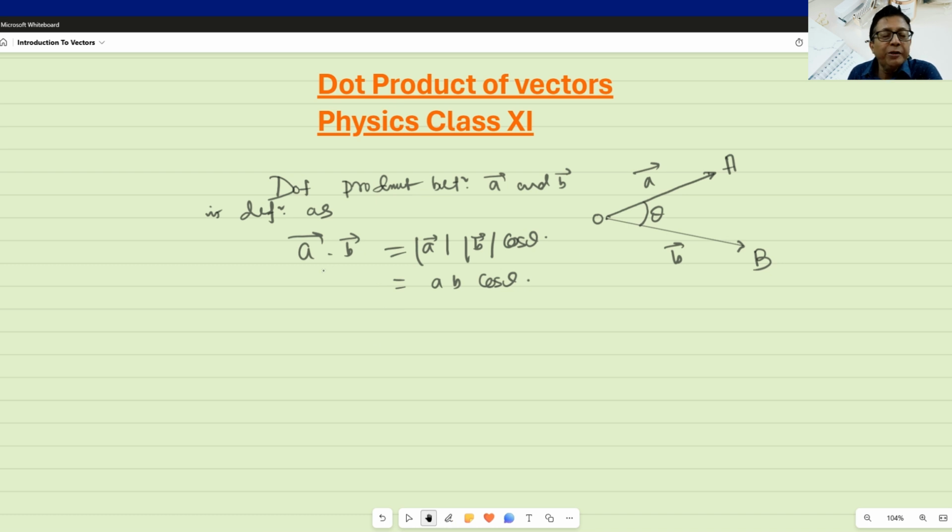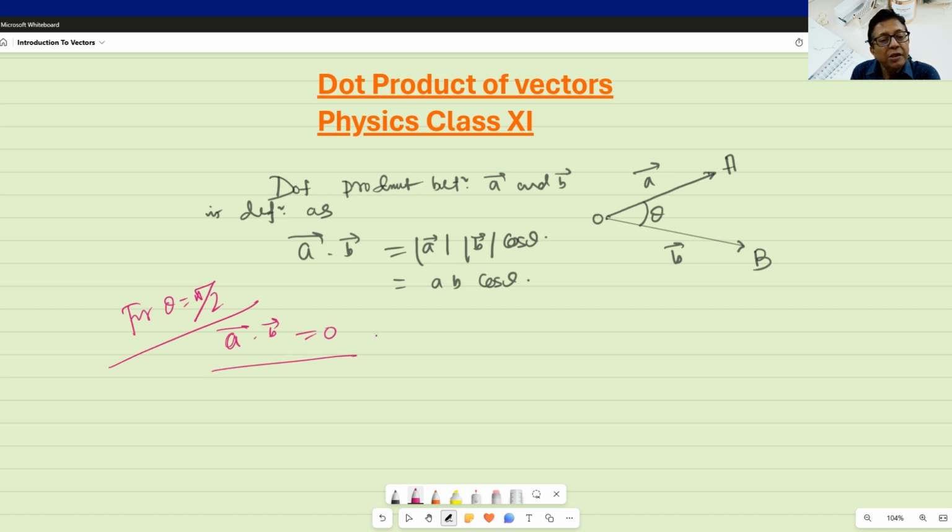So this dot product will vanish when the angle theta is equal to pi by 2, A dot B equal to 0. Pi by 2 is 90 degrees, you know it, so the dot product is 0. And if this happens, A and B are said to be orthogonal, perpendicular to each other. Therefore, A is perpendicular to B. So two vectors are perpendicular if their dot product vanishes.